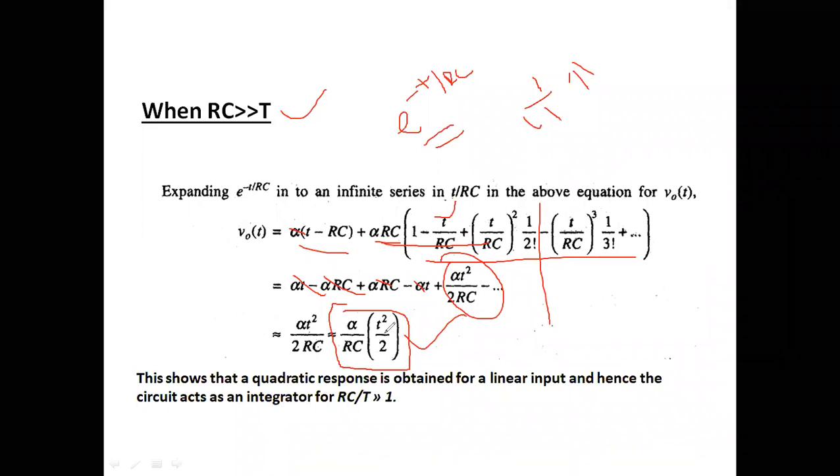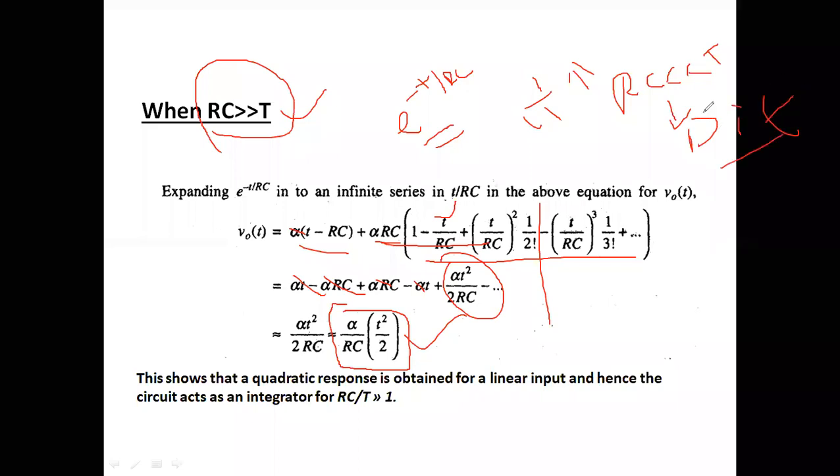The condition for the low pass circuit to act as an integrator is that the time constant should be very large. When the time constant is very large, the low pass circuit acts as an integrator. When the time constant is very small, the high pass circuit, which we have seen previously, acts as a differentiator. You have to keep it in mind.